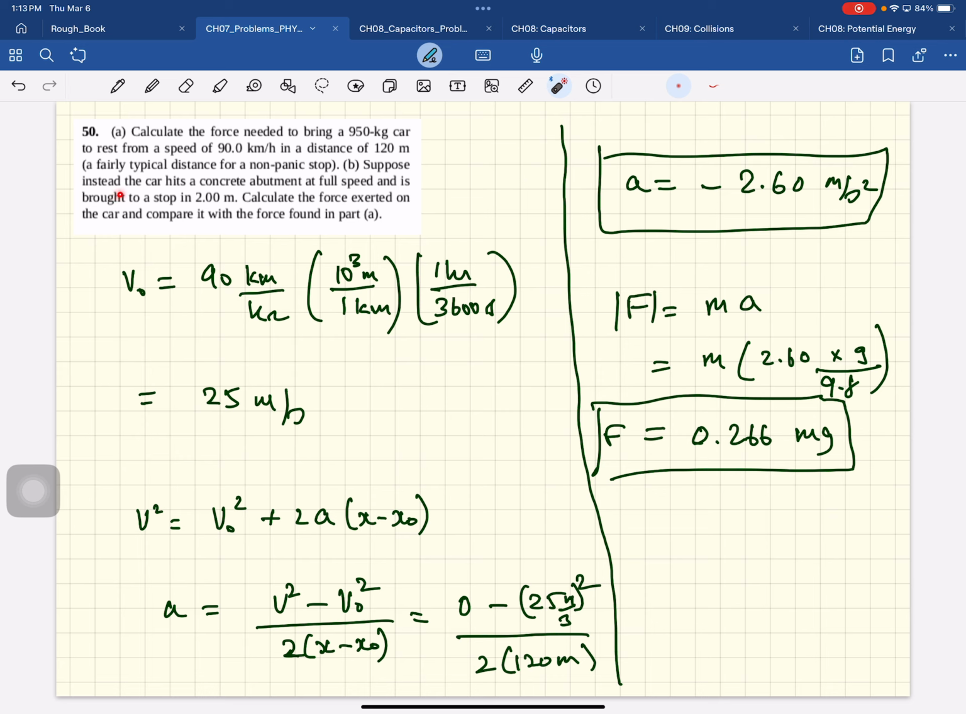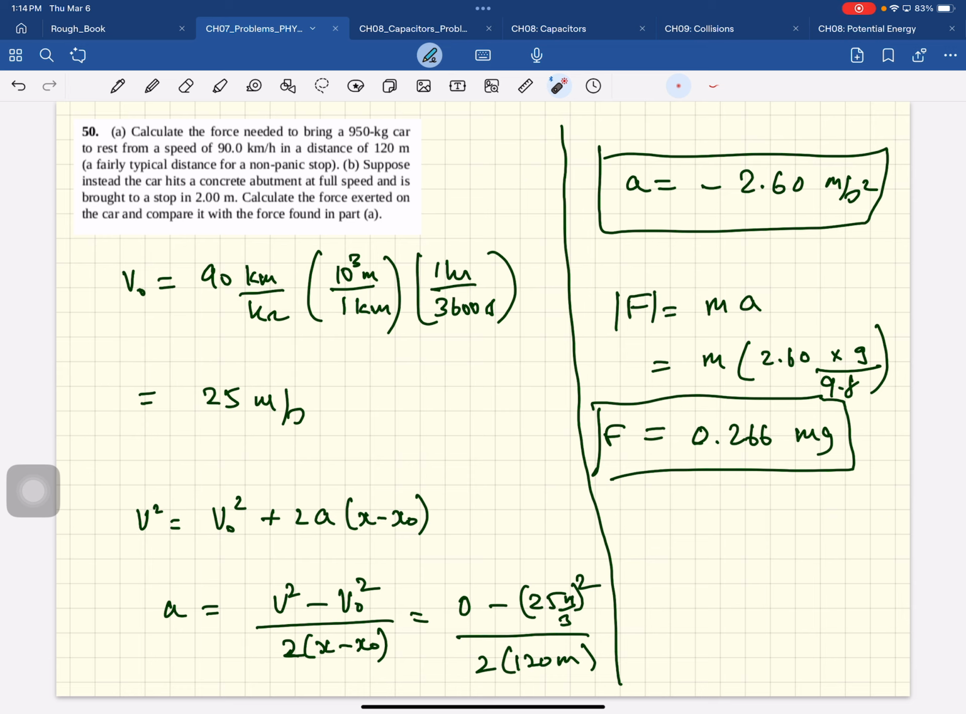Now suppose instead the car hits a concrete abutment at full speed and is brought to a stop in 2 meters. Calculate the force exerted on the car. Now, you know that if you brake over that distance, you don't get hurt. On the other hand, if you run into a concrete wall, you get hurt. What is happening is, if this distance is much smaller, the acceleration is much higher. And large accelerations are what hurt you.